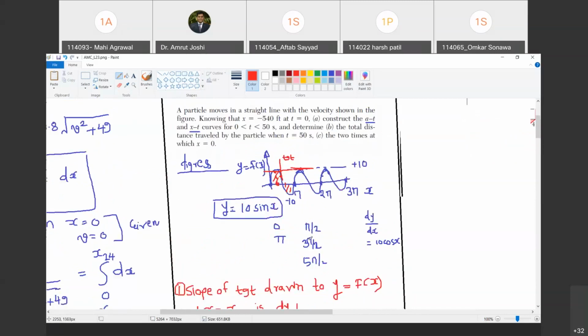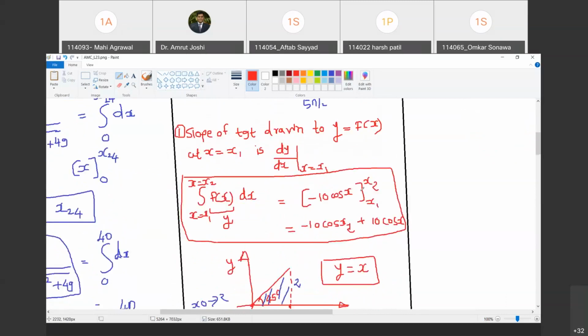I am taking the integral from where to where? 0 to pi. Do you agree with me? So this is pi. So if I substitute cos of pi, what is the value? Cos of pi is minus 1. So it is minus 10. If I substitute, lower limit is 0. So cos 0 is, sorry, cos 0 is 1. So minus 10 plus 10, 0 हुआ. Do you agree with me?